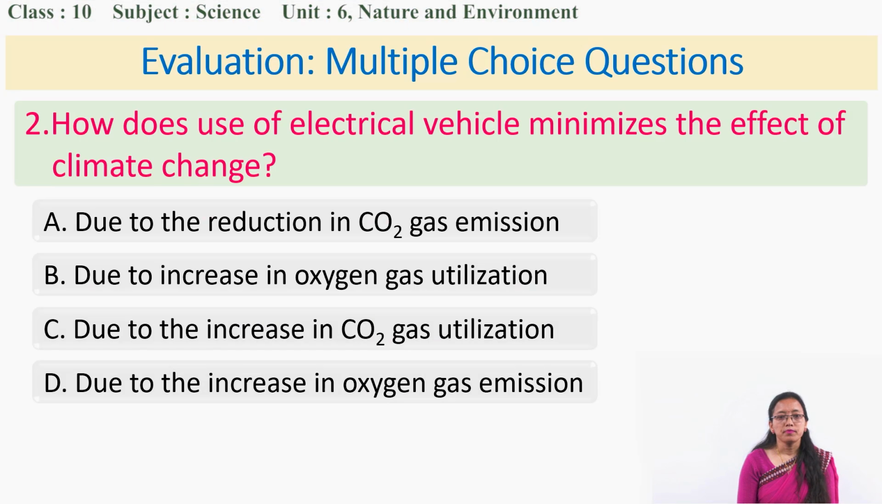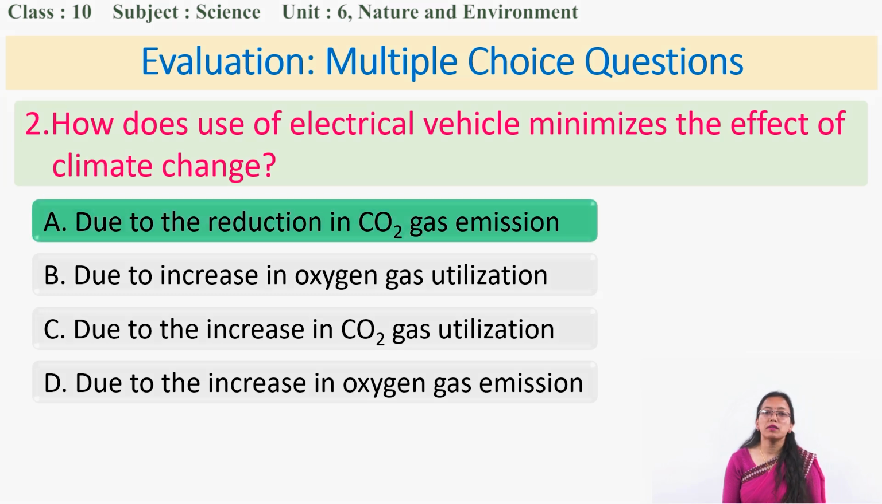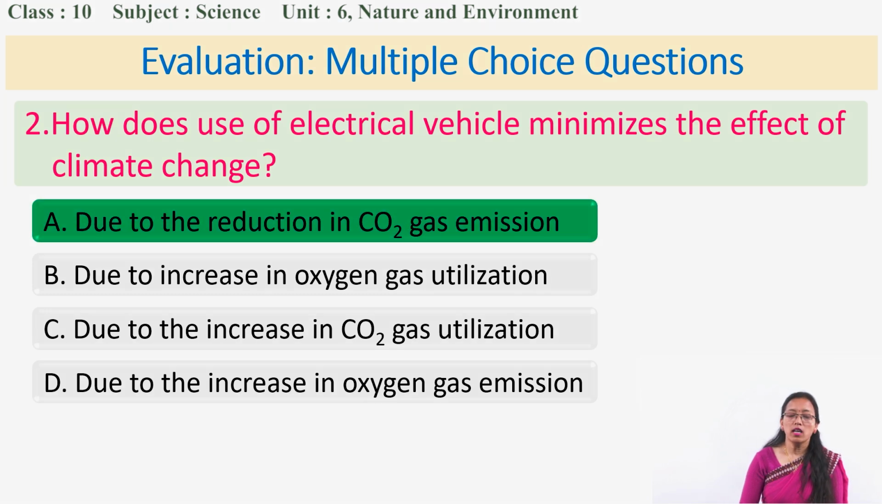Next question. How does the use of electric vehicles minimize the effect of climate change? Okay, there are some options. Due to reduction in carbon dioxide gas emission, due to increase in oxygen gas utilization, due to increase in carbon dioxide gas utilization, due to increase in oxygen gas emission. Which is the correct option? Yes, very good. This is due to reduction in carbon dioxide gas emission.